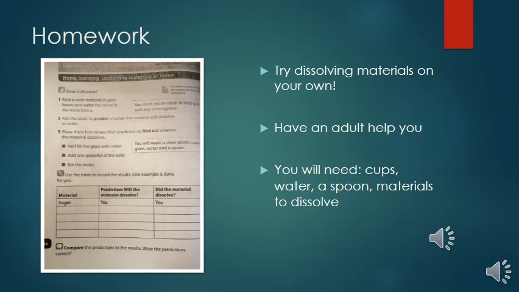Now open your science workbooks to page 44. So we just finished page 43, so turn the page. And I want you to try dissolving materials on your own at home. Make sure to have your parents or another adult help you find different things that you could try to dissolve in water. You could try sugar, cornstarch, some dirt. Try some different things you find at home and see if they can dissolve or are soluble in water. So let's read through page 44 together.